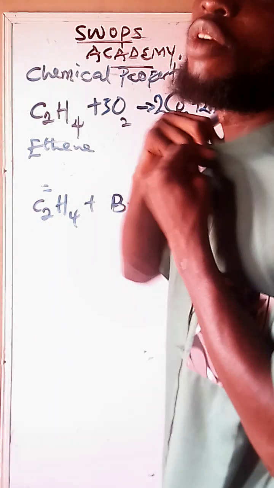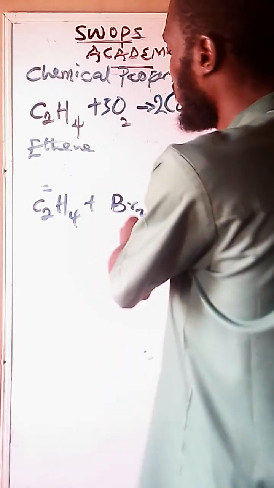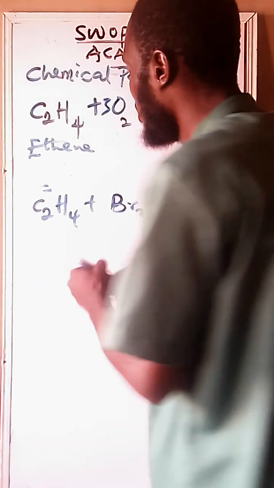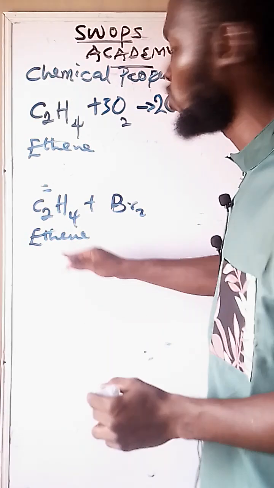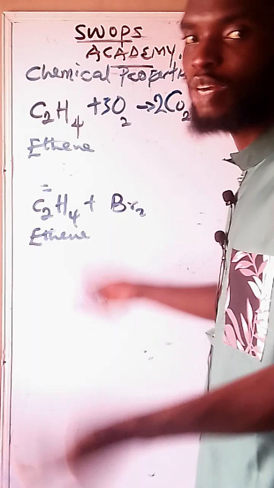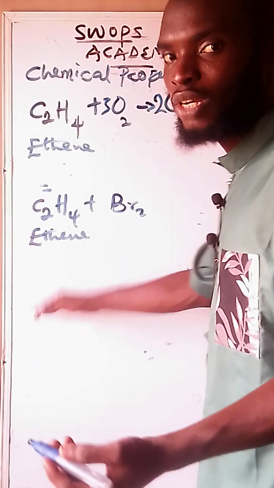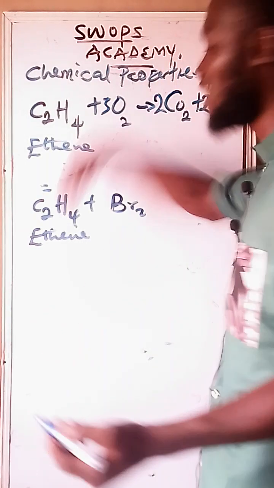The addition of what? Of bromine. The addition of bromine to ethene. The addition of bromine to what? Ethene. Don't mind me that I'm using ethene. It's a common example. That's why I'm using it. You too, you can use propene. You can use butene, pentene. Then add bromine to it.